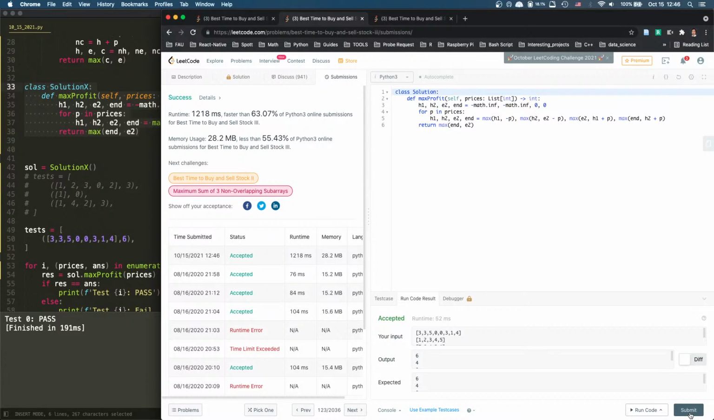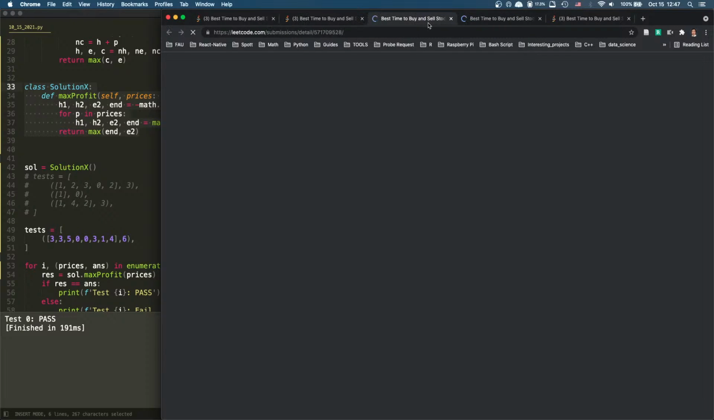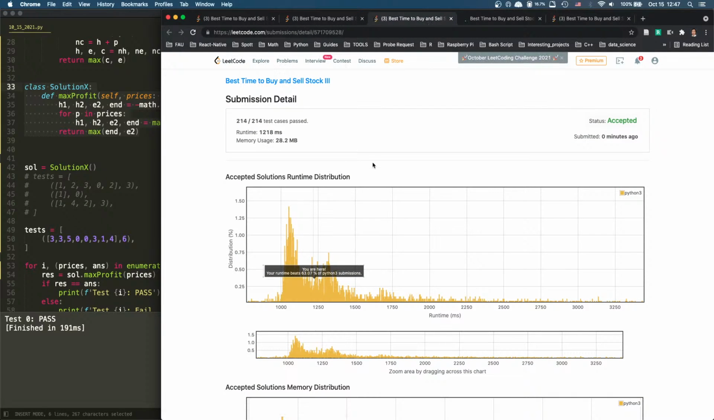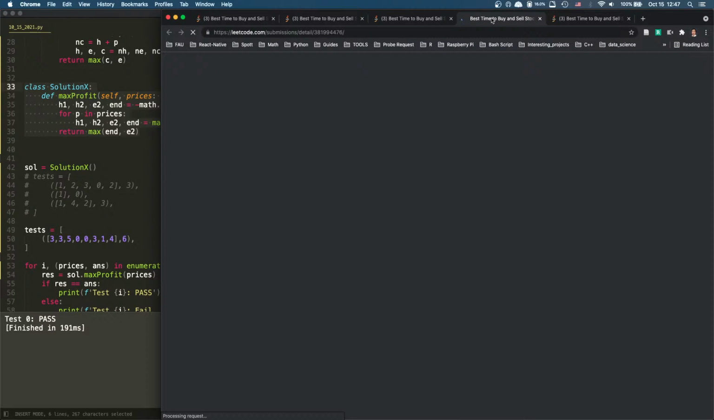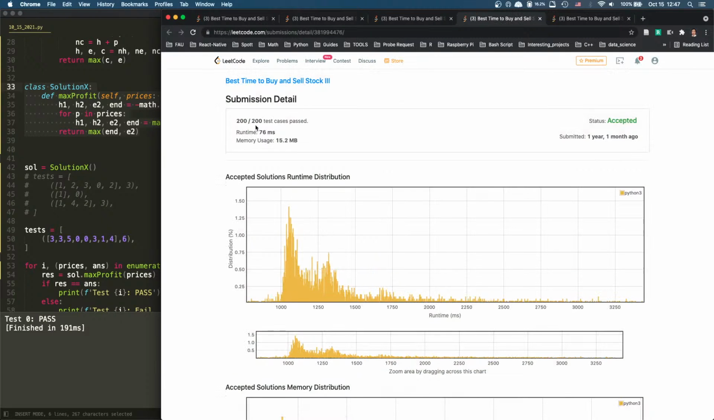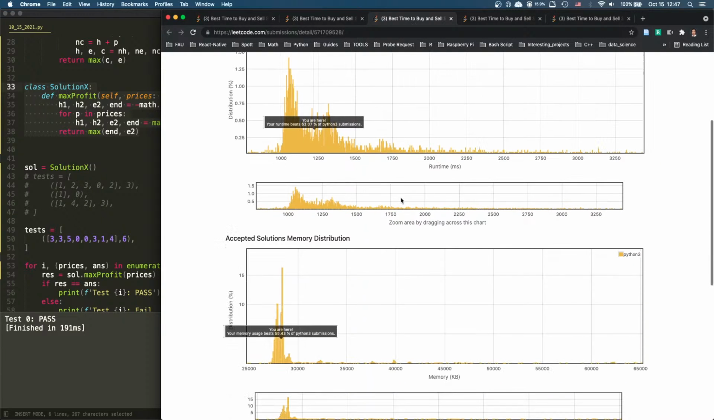Yep, it does work. I think they changed this, they added more test cases probably. Look at this, I have 76 milliseconds in the past, but right now it took way longer. Oh yeah, sure, they changed it. 200 test cases, see that? It was 200 test cases, whereas right now it's 214 test cases, and we landed in the middle.